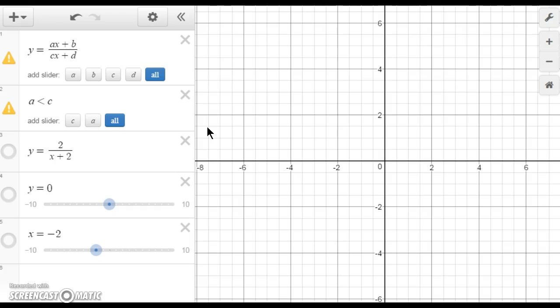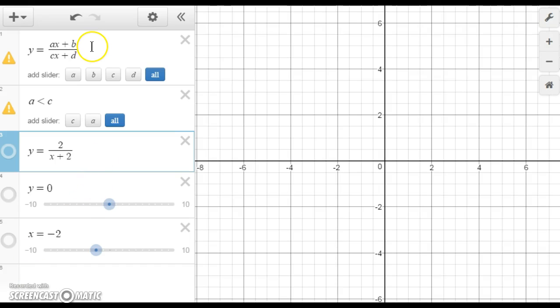This is the last type of rational function. We have come across reciprocal functions, and we have also come across rational functions that look like this, 2 over x plus 2. We know how to find the vertical and horizontal asymptotes for both the reciprocal function and a rational function that looks like this. Now in this video, I'm going to go over the last type.